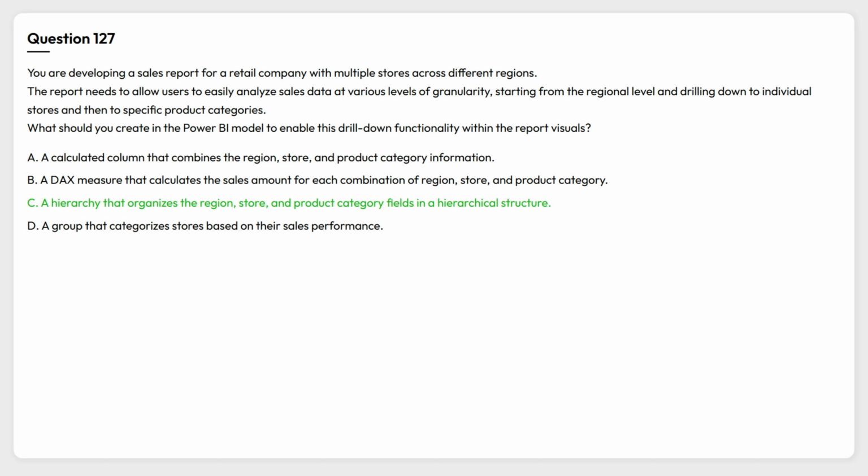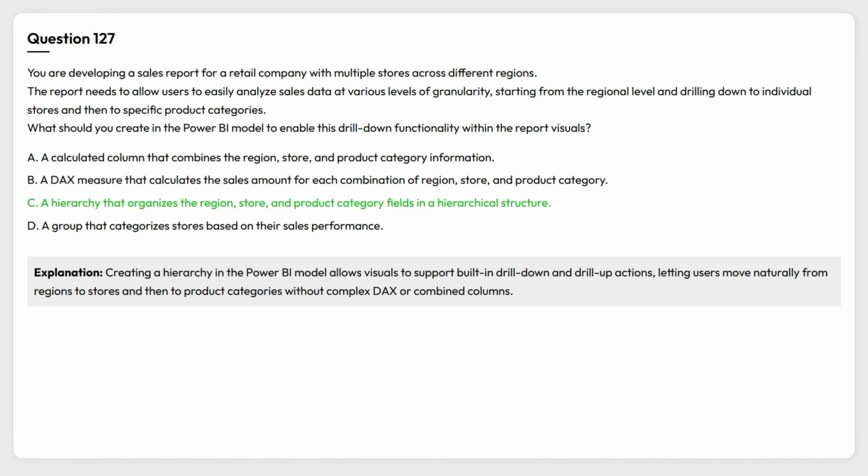Correct answer is option C, a hierarchy that organizes the region, store, and product category fields in a hierarchical structure. Creating a hierarchy in the Power BI model allows visuals to support built-in drill down and drill up actions, letting users move naturally from regions to stores and then to product categories without complex stacks or combined columns.